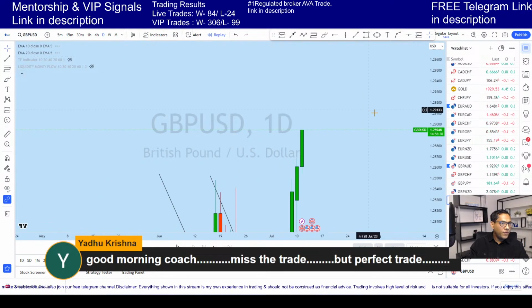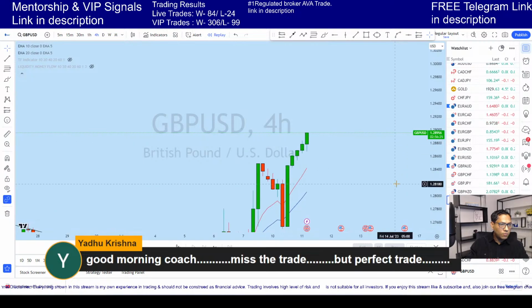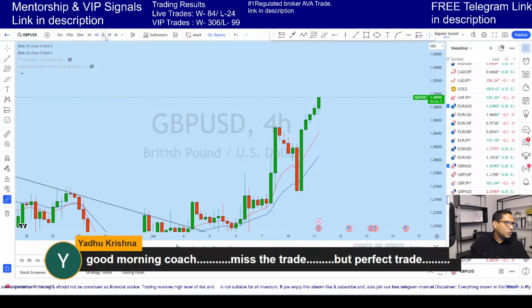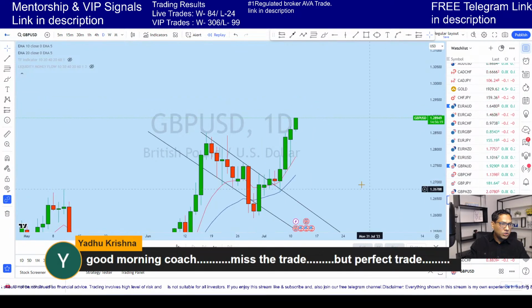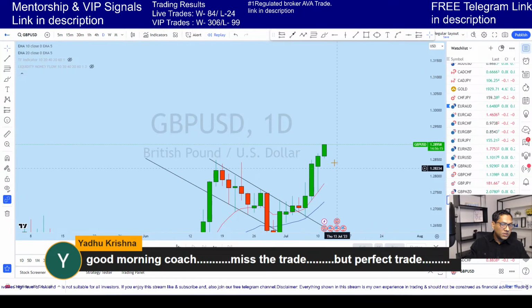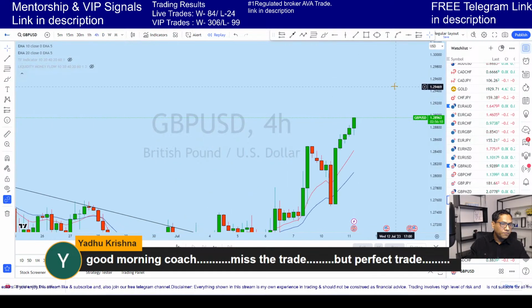GBPUSD in fact had a massive move to the upside. Now with this movement, if you have seen our previous analysis on GBPUSD, we saw there is a strong bullish pin bar, followed by another movement to the upside from this level on GBPUSD.